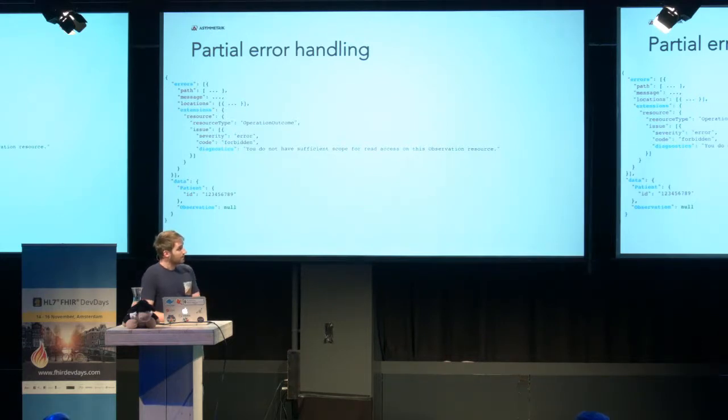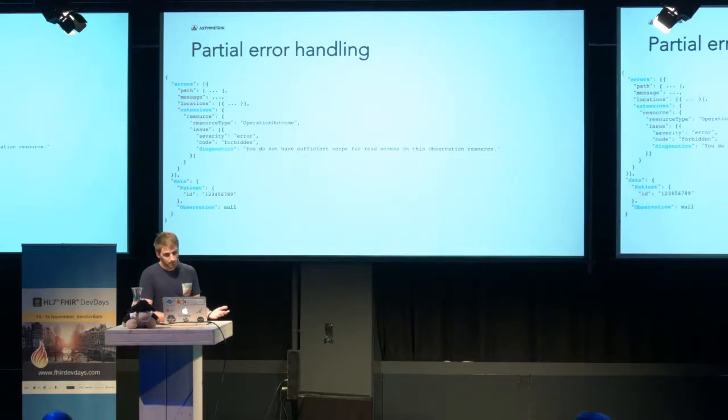And then what you see at the top is actually an array of errors that were encountered during your request. So in this particular case, it's saying I don't have sufficient scope for read access on an observation. This is really nice to do, but they also go further with this, so you don't just do this on the schema level, you can actually go to the field level.